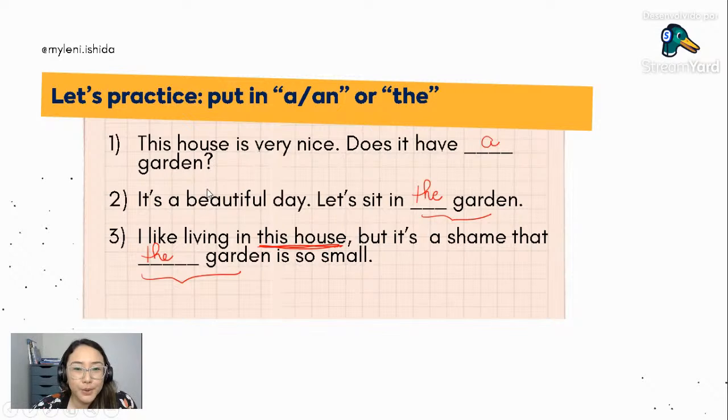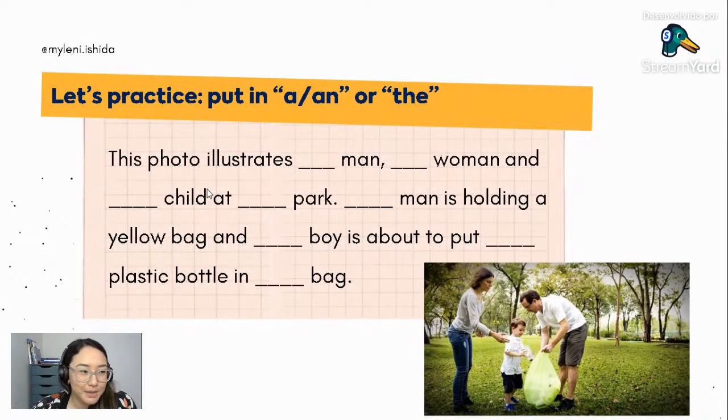Nice. Next one. Take a look at this. This is a beautiful exercise for you to practice for the Duolingo English test. In the Duolingo English test, you have to describe a picture. And this is one example of a situation in which you have to use the articles, right? So this photo illustrates man, woman, and child at park. Man is holding a yellow bag and boy is about to put plastic bottle in bag.